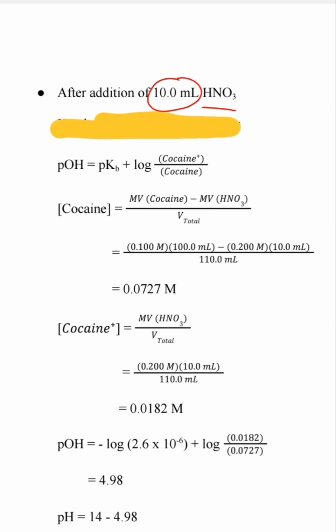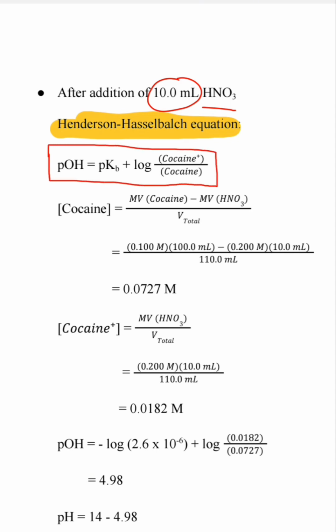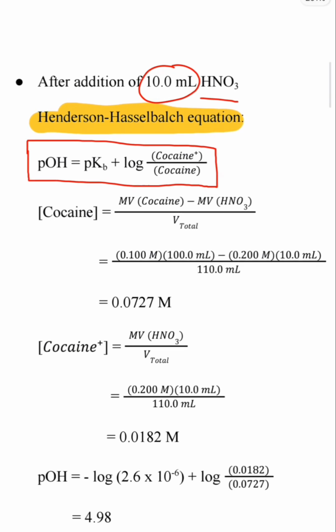In this step, we will use the Henderson-Hasselbalch equation, which is pOH equals pKb plus log of conjugate acid over base. We represent the conjugate acid as cocaine positive, and we represent the cocaine as the base. To find the concentration of the cocaine, which is the base, we use the formula molarity times volume of the cocaine minus the molarity times the volume of the nitric acid, divided by the total volume. Thus, we get the concentration of the cocaine, which is 0.0727 molarity.